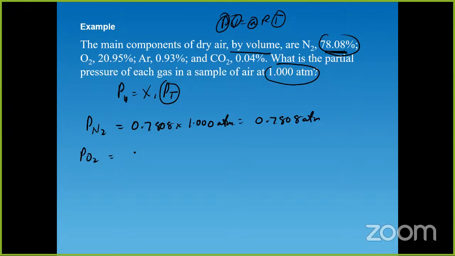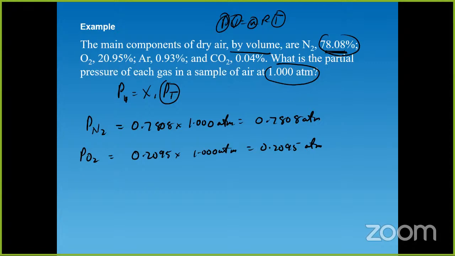We're going to do the same thing for oxygen and the other gases. In the case of oxygen, that would be 0.2095 multiplied by 1.00 atmospheres, and that gives you 0.2095 atmospheres. And it's the same calculation for argon and for carbon dioxide.